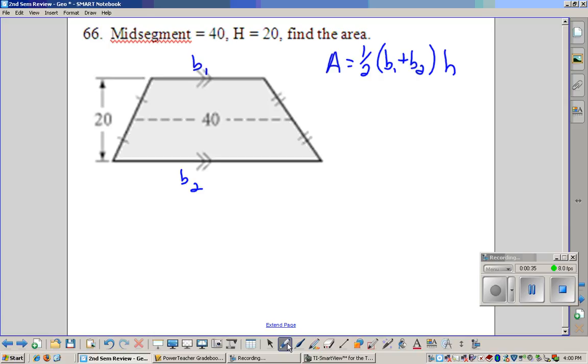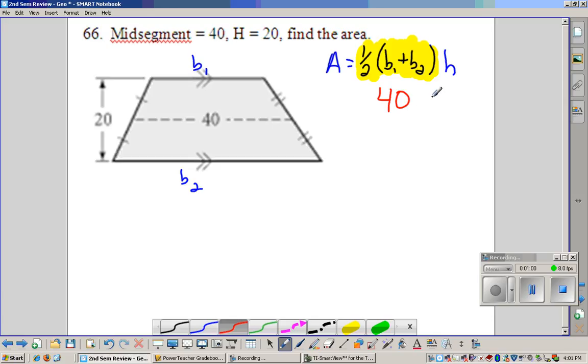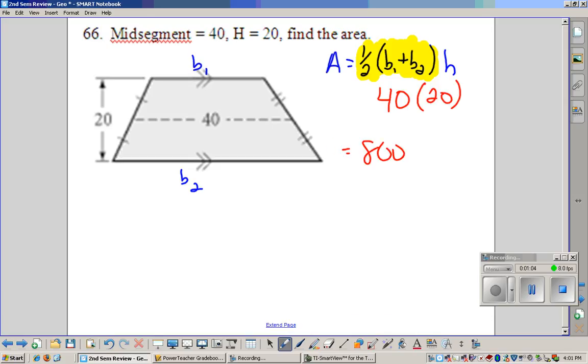So this entire portion of the formula for a trapezoid has already been given to us in the form of a mid-segment. It's 40. Mid-segment is half of the sum of the two bases, or the average of the two bases. That's what a mid-segment is on a trapezoid. And then we're going to multiply by the height, which is 20, so this is 800. Okay, on to the next problem.